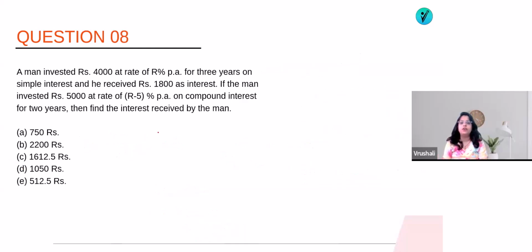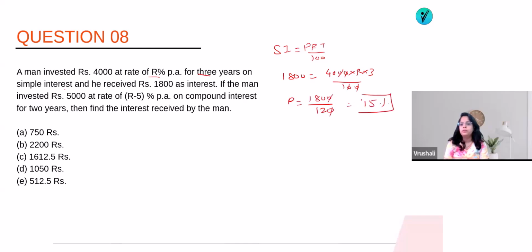Question number 8 is here, of SI and CI. What are they saying? A man invested 4,000 at the rate of R% per annum for 3 years on SI and received 1,800 rupees. So we know that SI is equal to PRT by 100. 1,800 is equal to 4,000 into R into 3 by 100. So this double zero will get cancelled. R will be equal to 1,800 divided by 120. Zero cancelled. R will be equal to 15%.